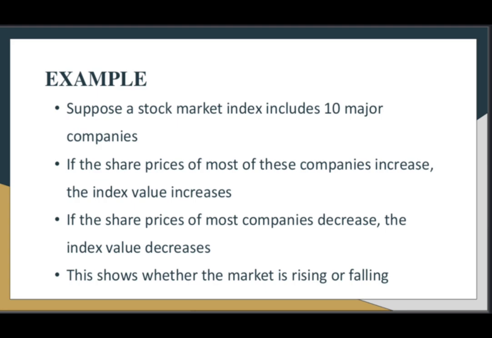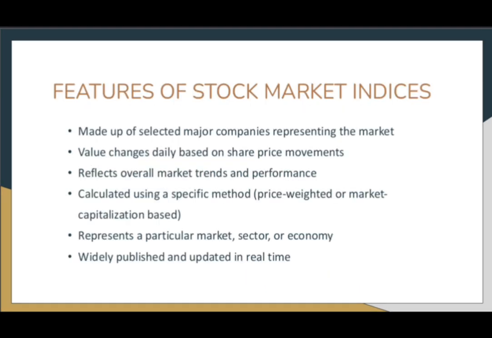Let's understand this with a simple example. If the share prices of major companies increase, the index value also increases. If the share prices of major companies decrease, the index value also decreases. This shows that a stock market index reflects the movement of the entire market and not the performance of just one single company. So, this was a simple introduction to stock market indices.